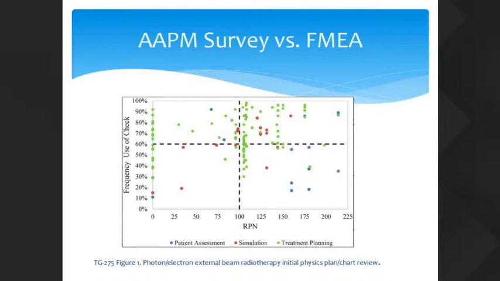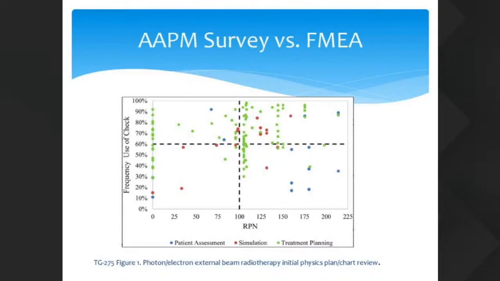Of concern, though, is the lower right-hand side, where the failure modes are high risk, but the response rate of the survey was below 60%. This was an indication that we should include these failure modes in our recommended checklist.